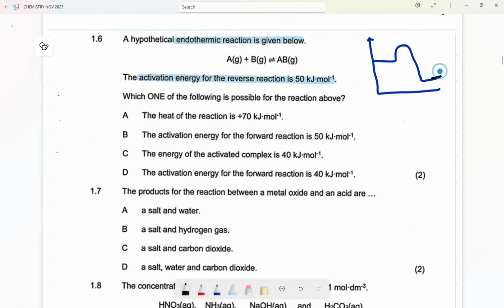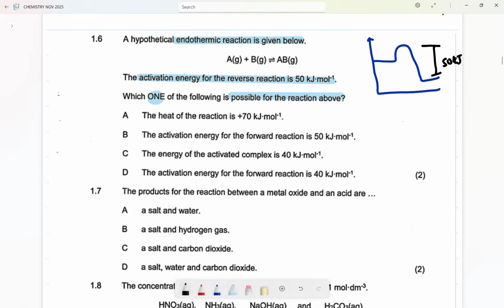Okay, if it is 50, let me put it here. It's 50 kilojoules per mole. And then they ask us which one of the following is possible for the reaction above. So for the reaction above, this is the forward reaction. So which one is possible for the forward reaction?